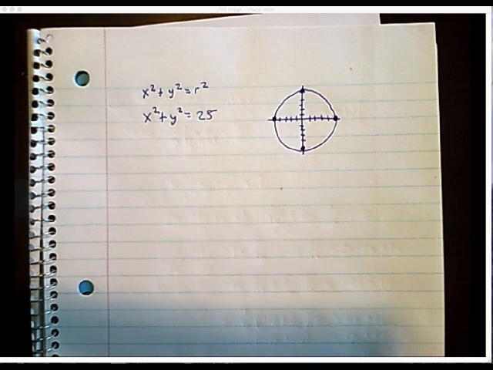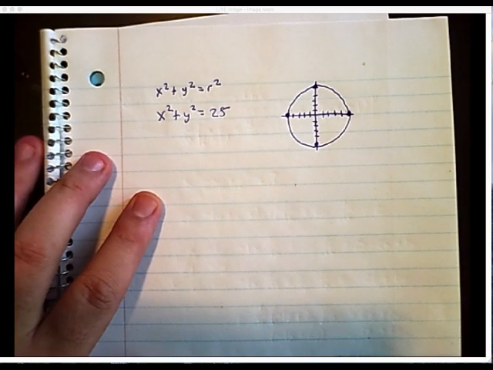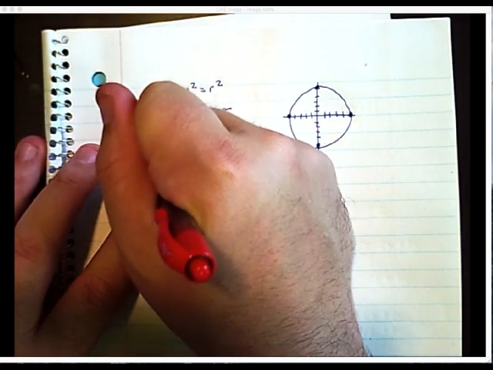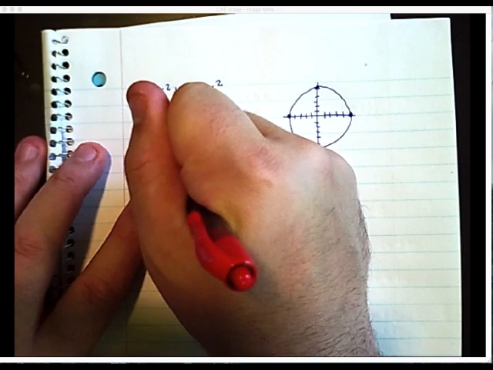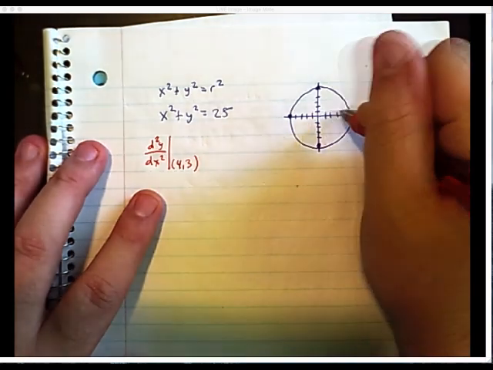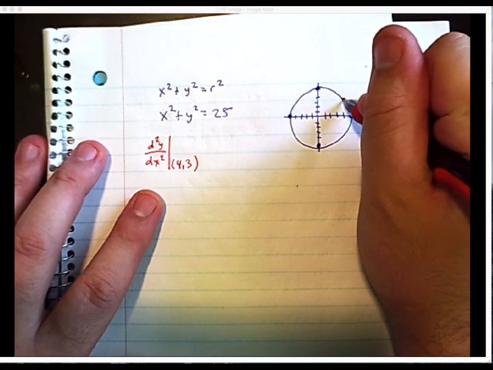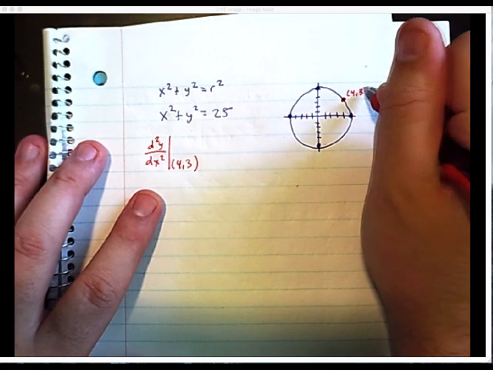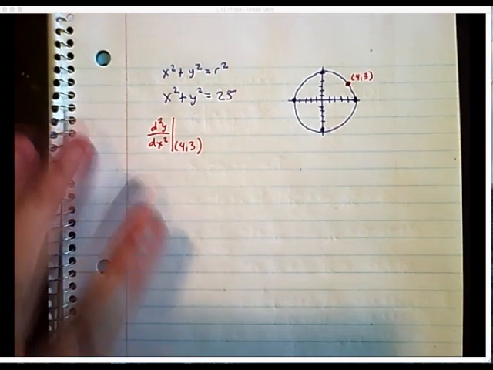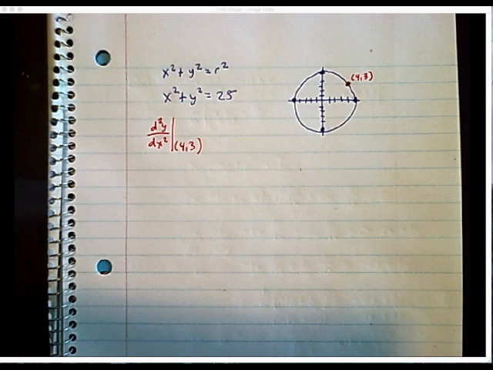What they're asking me to find here is the second derivative at the point 4, 3. So 4, 3 is a point on the graph. Here's the point 4, 3. They want to know right there what's the value of the second derivative. So let's figure out what the first derivative is first.